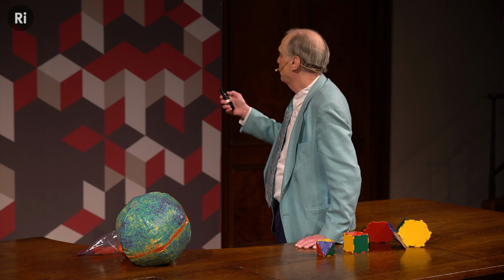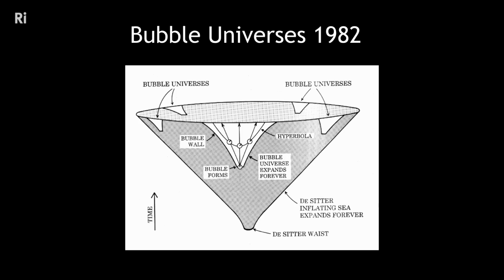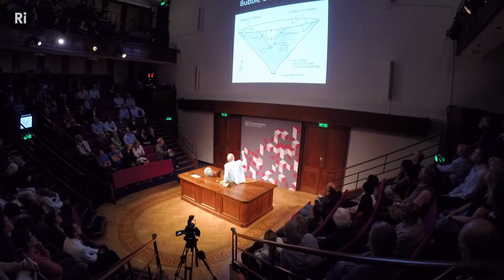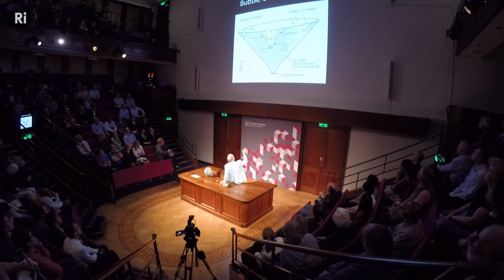So let me show you this. This is a space-time picture of how this would work. Time is going this way. You start with a tiny inflating region here. It's an inflating sea, and then bubbles are forming in this. These are bubble universes, and then the galaxy world lines are going to fan out here. These bubbles are going to expand forever, and the whole thing is going to keep expanding forever.